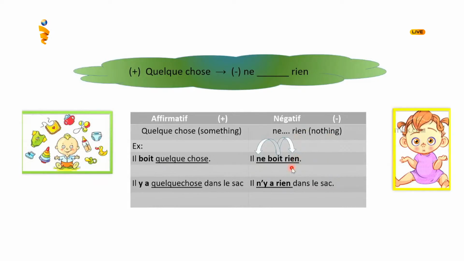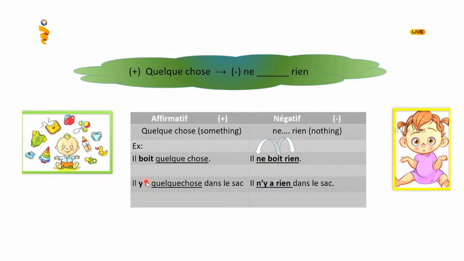This is another format that you have to learn in O levels. Ne rien. That means nothing. Look at the second example. There you have the sentence with a pronoun. So in that case, you have to include that pronoun as well. Il y a quelque chose dans le sac. There is something in the bag.